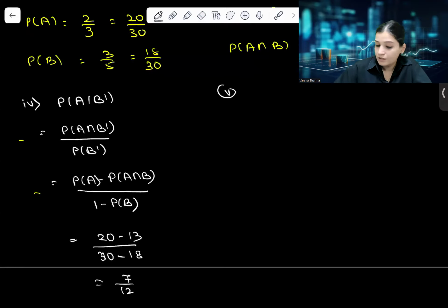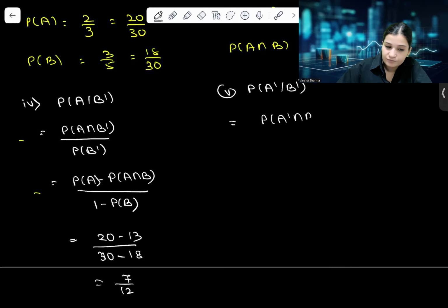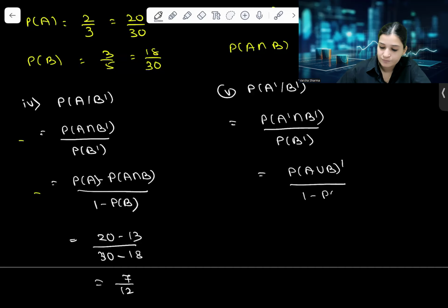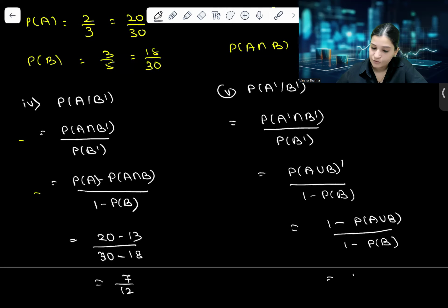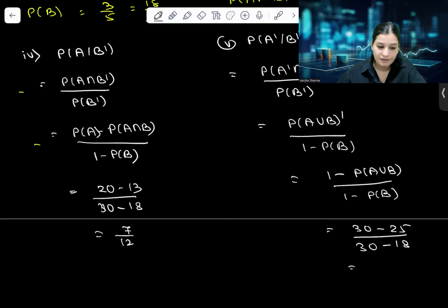Fifth one, probability A complement given B complement. So intersection by B complement. Taking complement common, it gets reversed. This is 1 minus probability A union B by 1 minus probability B. So 30 minus 25 by 30 minus 80. 5 by 12.